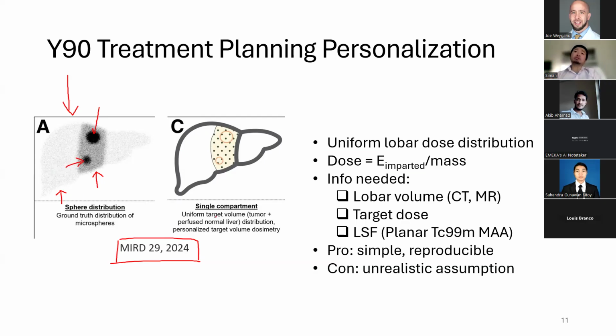So the first model is called a single compartment model. What it means is that we contour the perfused volume of the liver, and we assume that the microspheres, or the activity, is uniformly distributed in this volume, and that's it. So you do not see that there's a tumor there. The way you model it, you just acknowledge that there's a single compartment here, and everything is uniform there. So those are again calculated as energy imparted per unit mass.